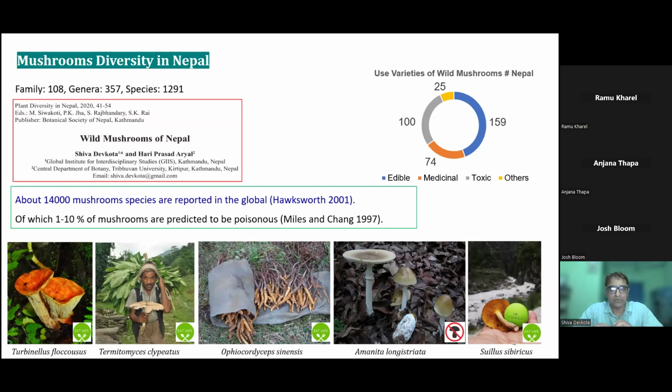Like we have Ophiocordyceps sinensis, that is Yartsa Gunbu, the caterpillar fungus, and we have Tricholoma flocosus, that is without cap. So we have different varieties of mushrooms in Nepal, and of course there is one Amanita species, and there is one Sulos species. So some are edible, some are poisonous. I will describe later on.